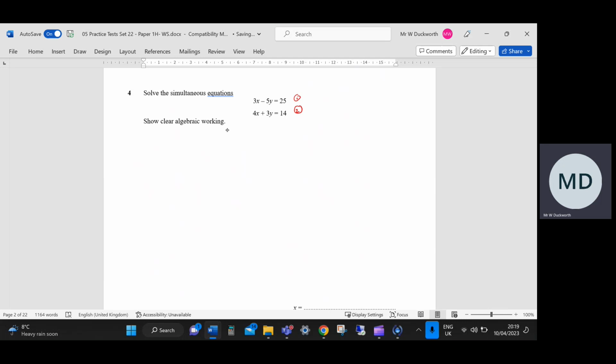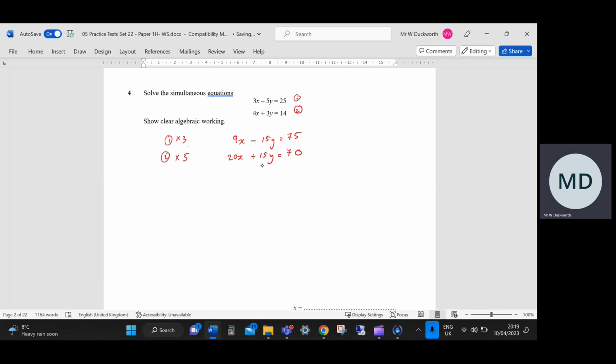I'm going to make my y's the same coefficient though. So I'm going to times the equation, I'll do it over here. I'm going to take equation 1 and times that by 3, so that will give me 9x minus 15y is equal to 75. And I'm going to take equation 2 and times that by 5. This working isn't necessary, but it makes it clear to your marker exactly what you've done, so I would strongly recommend it. So I'm looking at 20x plus 15y is going to be equal to 70.